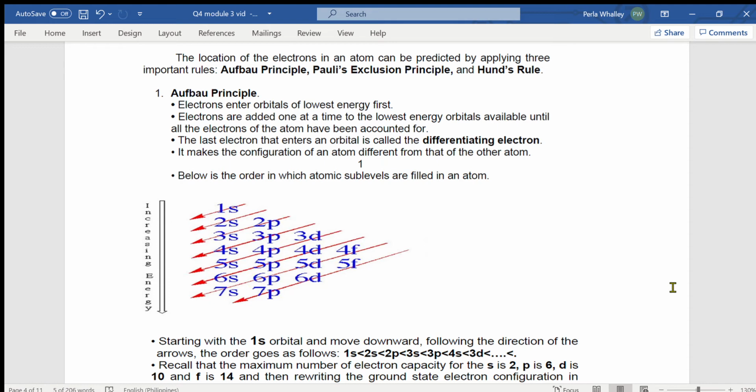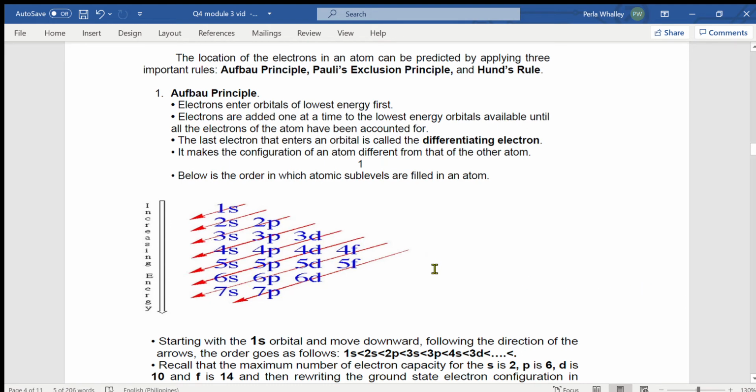Aufbau principle. Electrons enter orbitals of lowest energy first. Electrons are added one at a time to the lowest energy orbitals available until all the electrons of the atom have been accounted for. The last electron that enters an orbital is called the differentiating electron. It makes the configuration of an atom different from that of another atom.